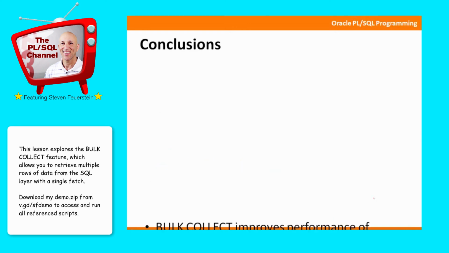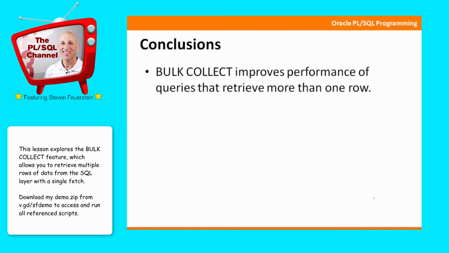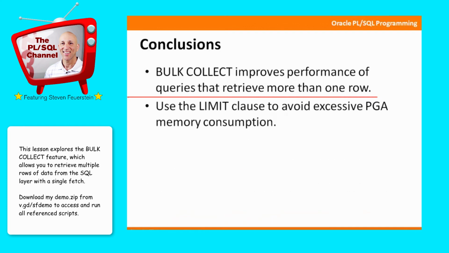So, to draw some conclusions. Bulk collect improves performance of queries that retrieve more than one row with each fetch. That's what it's organized to do. The limit clause is critical for production application code with bulk collect to avoid excessive PGA memory consumption. Do not assume that your programs, that your sessions can always support the full retrieval of all the data from the query at once. So instead, create the cursor, create a loop, and for each fetch, specify the limit clause so you manage the memory consumption.